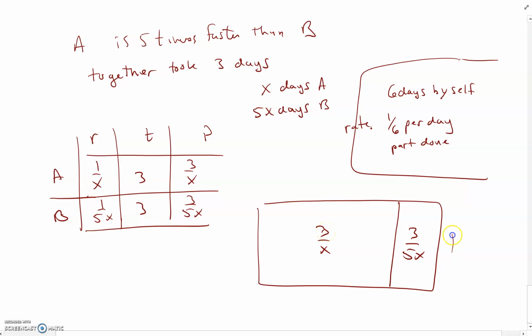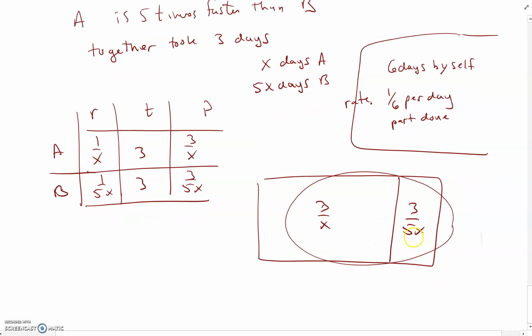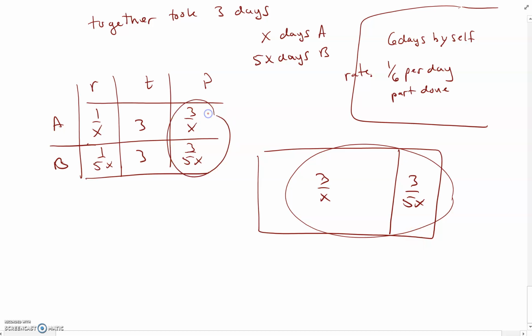When they're all done, the whole house is done. It's a 1. It's 1 whole. So this might be 3/4 of the house, this might be 1/4 of the house, but it adds up to 1. So each part that they do has to add up to 1. So we just have to solve that.